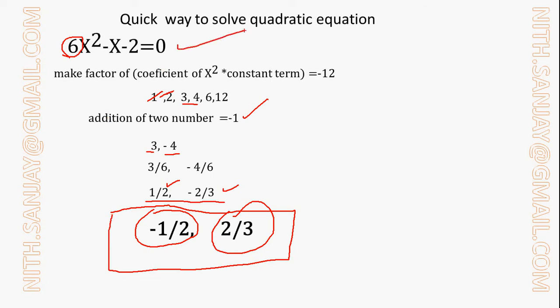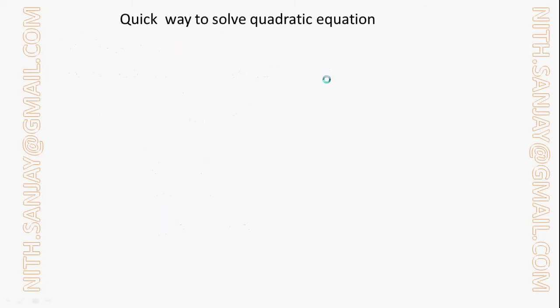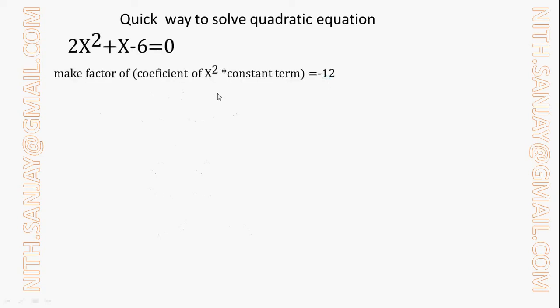Got it? I believe the more you practice, you will find that this method is a very easy method. The only thing is that the roots of your equation have to be real, right? For the sake of simplicity, let us take another example: 2x square plus x minus 6 is equal to 0. What I will do is I will multiply a and c, it comes out to be minus 12.